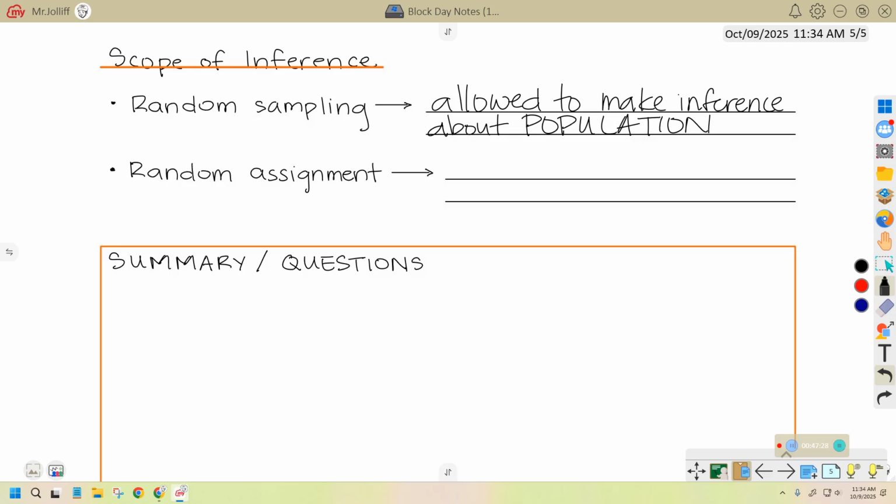If I see a relationship between use of the 50 milligram pill and a decrease in pain for the sample, if I use random sampling, I can then make a statement that I expect to see a relationship between use of the medication and a decrease in pain in the general population.